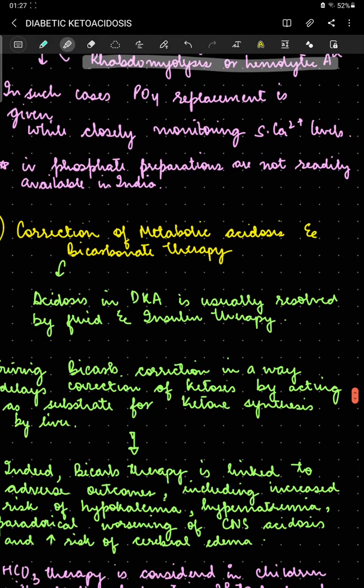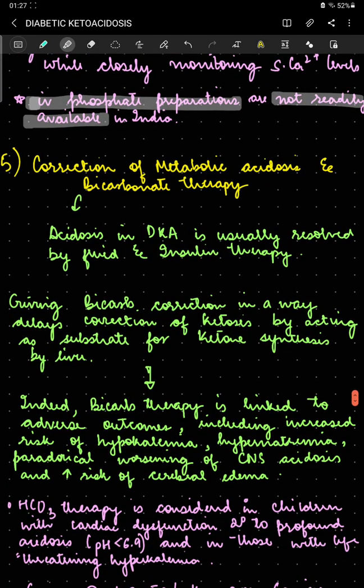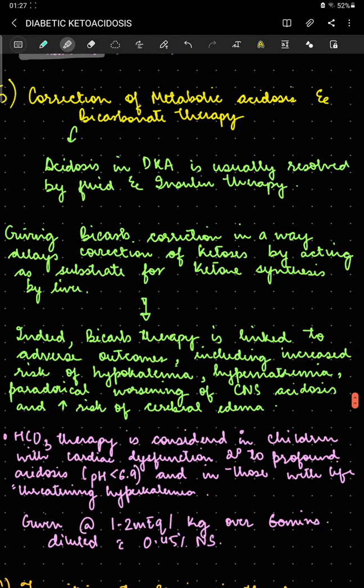It is also important to note that in India, IV phosphate preparations are not readily available. So if he develops hypophosphatemia and requires this therapy, it would be very cumbersome to arrange for the same. Now finally coming to the correction of the metabolic acidosis and bicarb therapy.